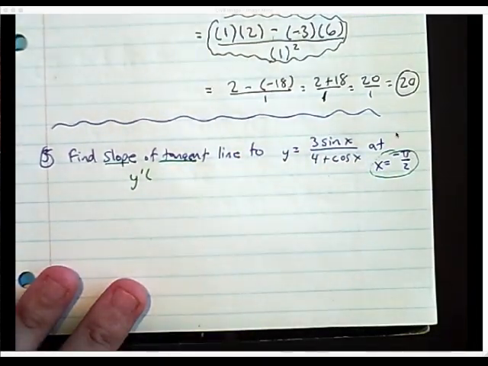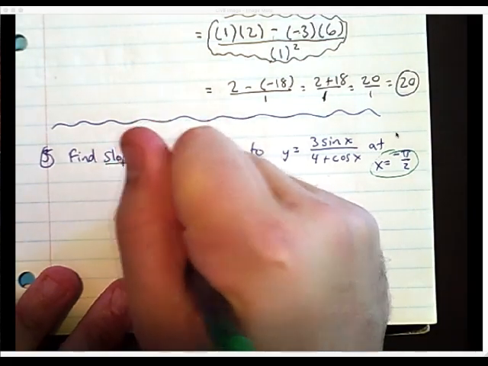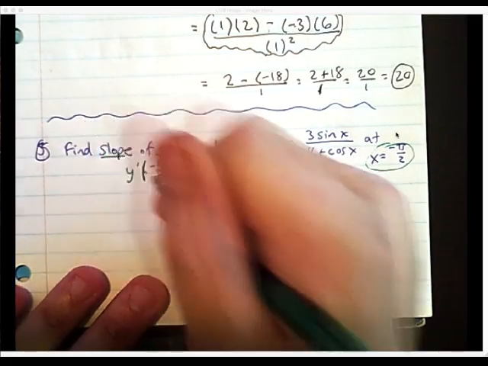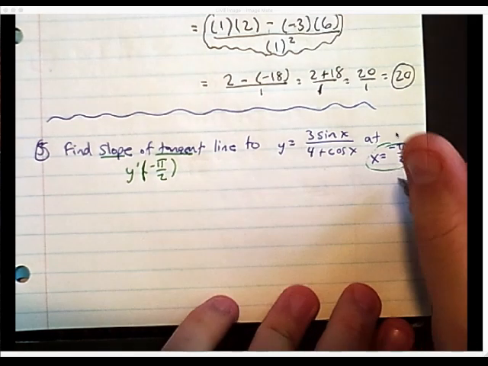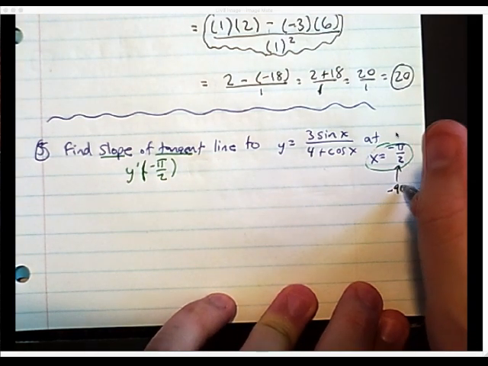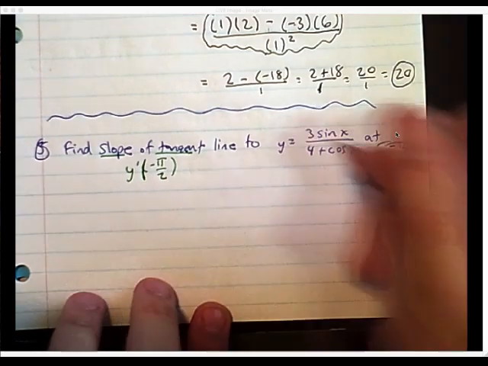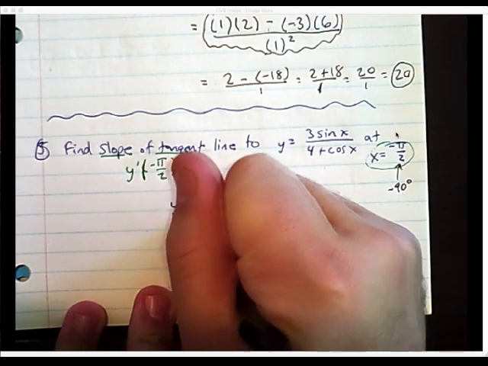There's the x value. See, in this problem, they just want the slope. They don't want the equation of the tangent line. They just want the slope of the tangent line. So what I'm really trying to do is find y prime evaluated at negative pi over 2 radians, which again means negative 90 degrees on the unit circle. Before I can find y prime of negative pi halves, I have to find y prime for all of x.